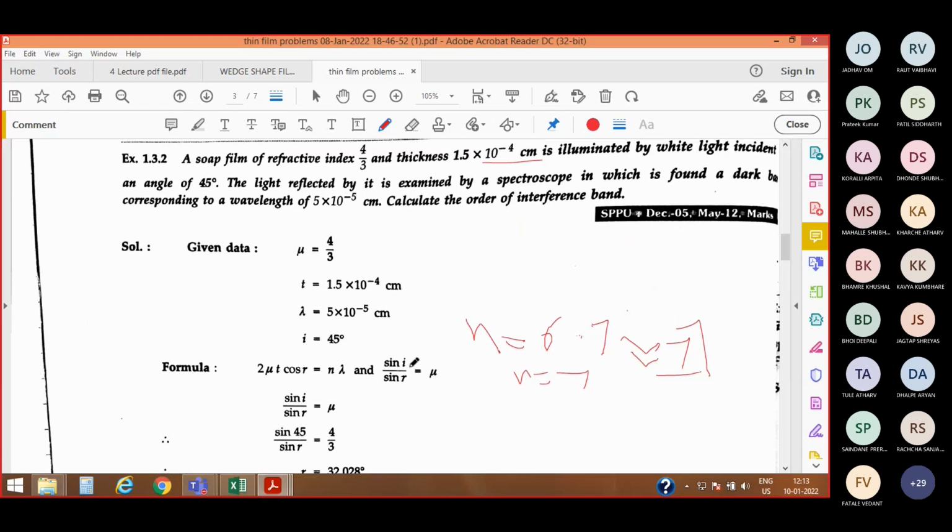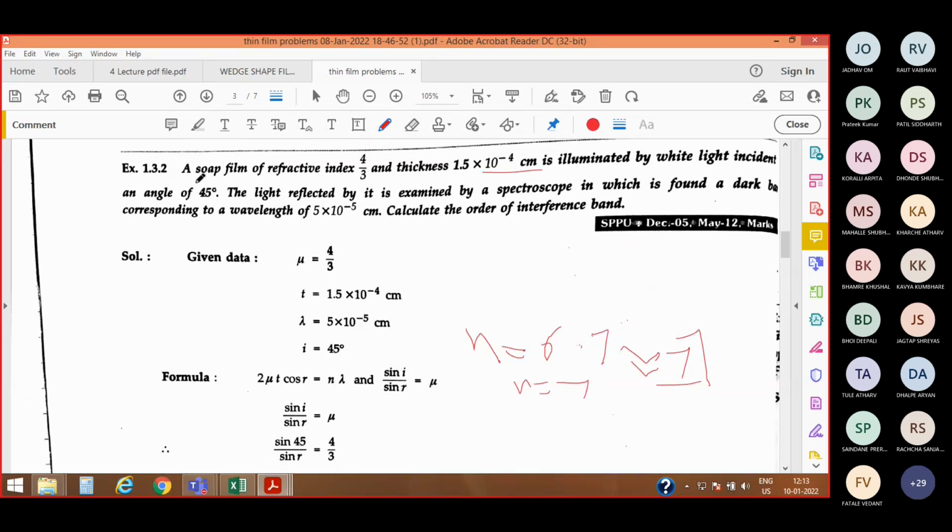तो the next problem. Next problem है a soap film of refractive index 4/3 and thickness is given to you is illuminated by white light of incident angle i, value आपको दी है. The light reflected by it is examined by the spectroscope in which is found a dark band, यानी destructive interference हो रहा है, corresponding to the wavelength दिया है आपको. Calculate order of interference band. यानी small n की वैल्यू आपको फाइंड आउट करना है इस एग्जांपल में.